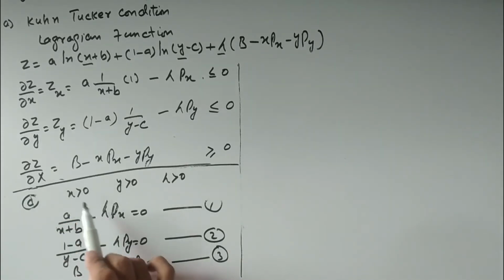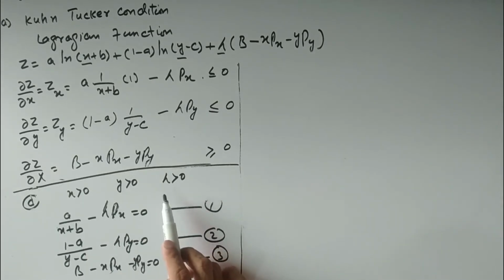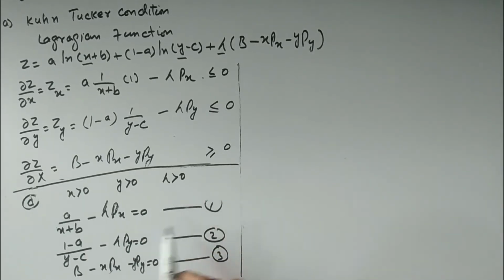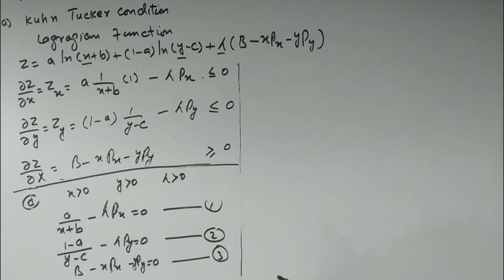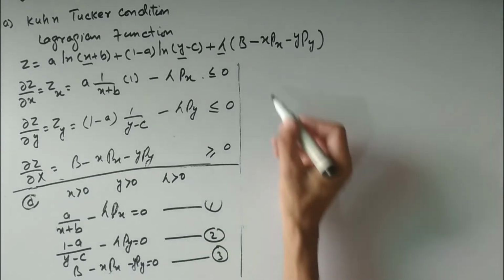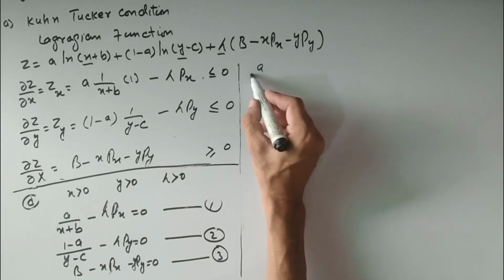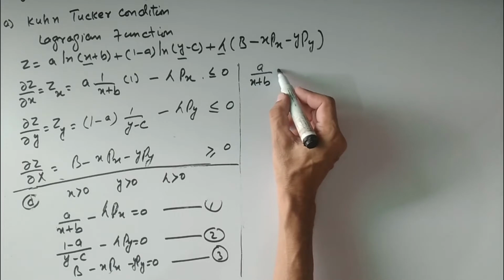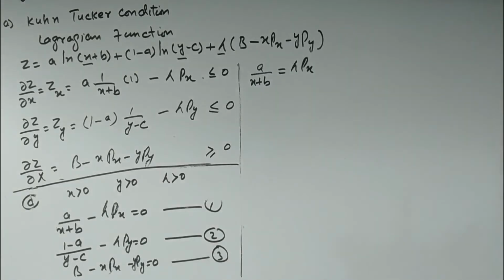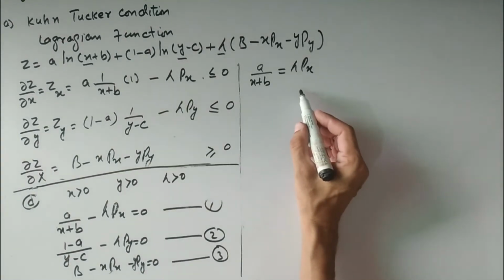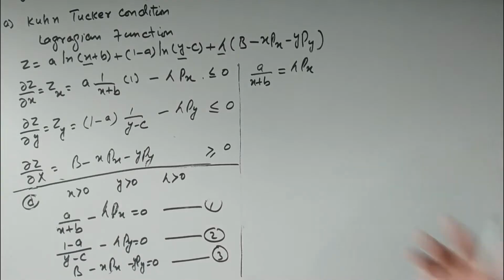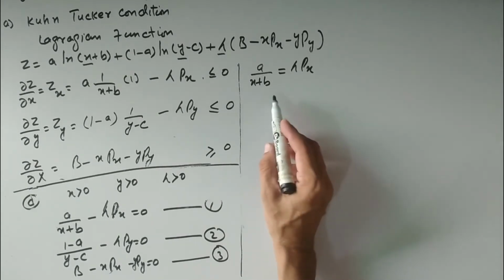in the D part, all the conditions are greater than 0. Now we have to solve these equations to find the values of x, y, and lambda. First of all, from equation 1, a upon x plus b is equal to lambda p of x. Now we have to find the value of x from equation 1.